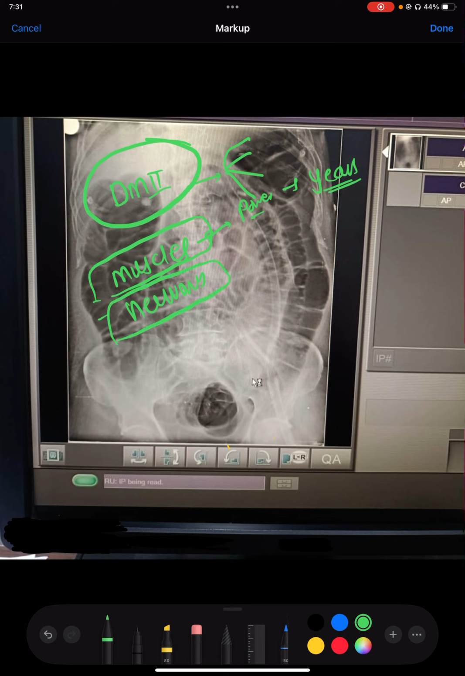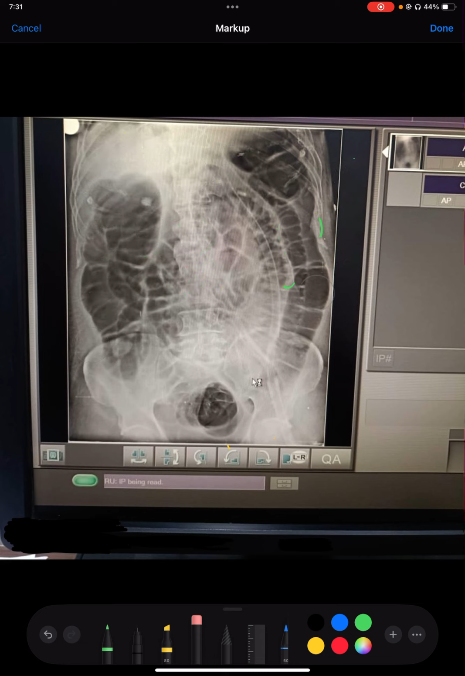And the neurons supplying the muscles are also damaged over a period of years in diabetes. And the more uncontrolled the diabetes, the more the damage. So if sugars are well controlled, the damage will be less. But if it is uncontrolled DM, because to propel this food forward, we need muscle power.